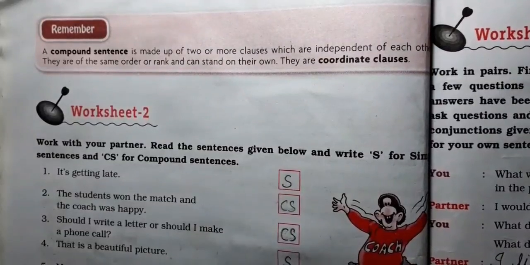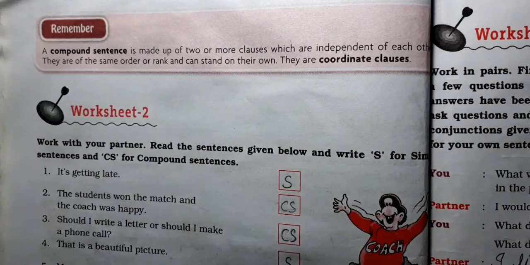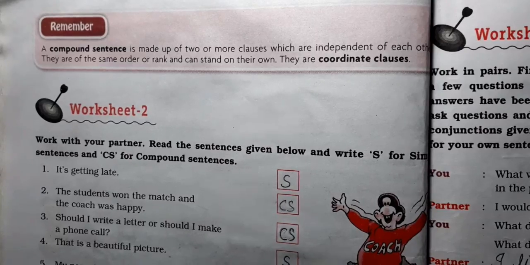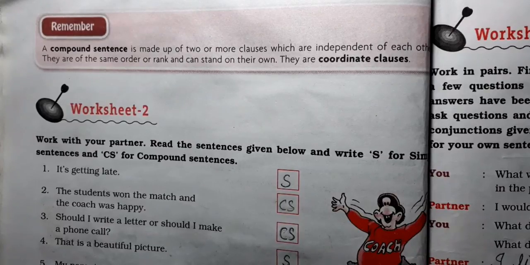Remember, a compound sentence is made up of 2 or more clauses which are independent of each other. They are of the same order or rank and can stand on their own. They are coordinate clauses. Work with your partner. Read the sentences given below and write S for simple sentences and CS for compound sentences.